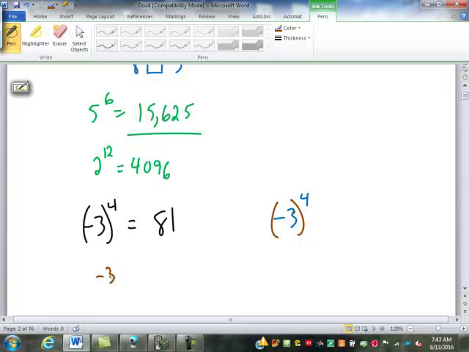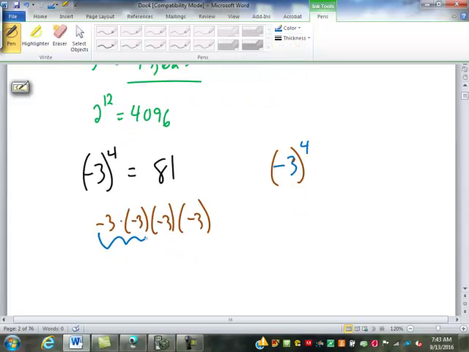Because if you think about it, this is negative 3 times negative 3 times negative 3 times negative 3. Well, I'll multiply the first two. Negative 3 times negative 3 is a positive 9. Positive 9 times negative 3. Well, positive times a negative is a negative. 9 times 3 is 27. Then negative 27 times negative 3. Negative times negative is a positive. 27 times 3 is 81.